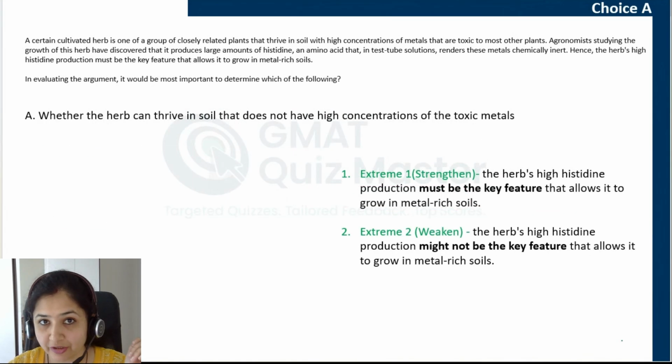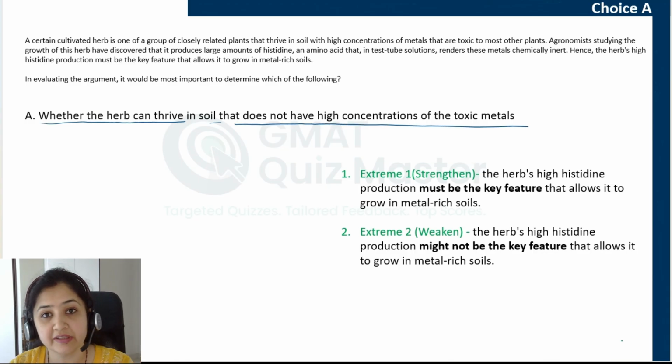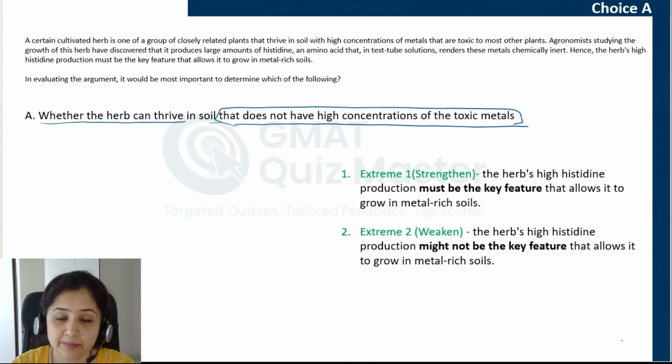Choice A, which is one of the popular incorrect answer choices: whether the herb can thrive in soil that does not have high concentrations of the toxic metals. So, this choice talks about or questions the ability of this herb to thrive in the other type of soil, that is, the soil that does not have high concentrations of toxic metals. Now, is that ability to thrive in the other types of soil relevant to understand whether histidine production might or might not be the key feature behind the ability to survive in toxic metal soil?